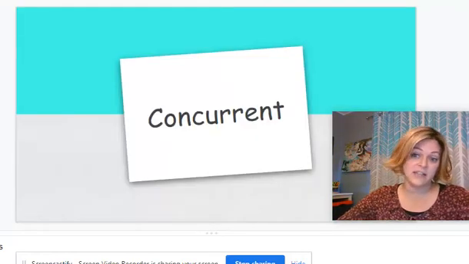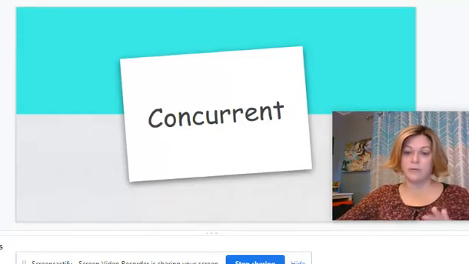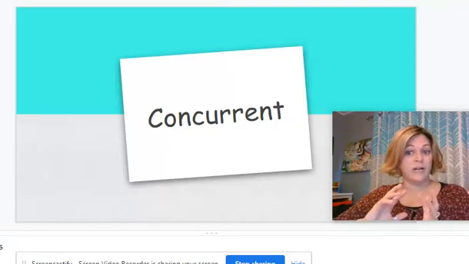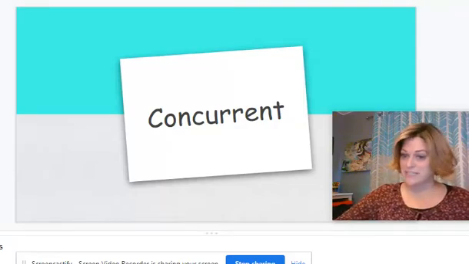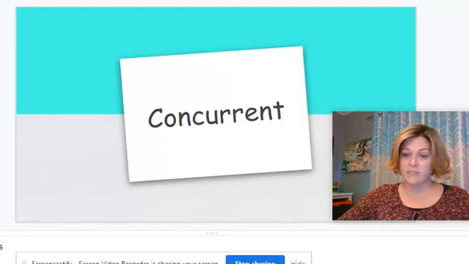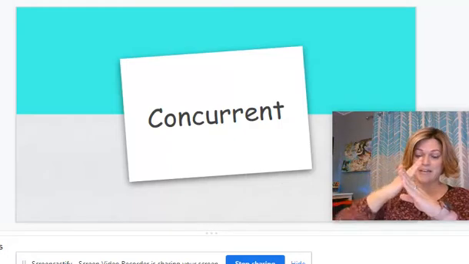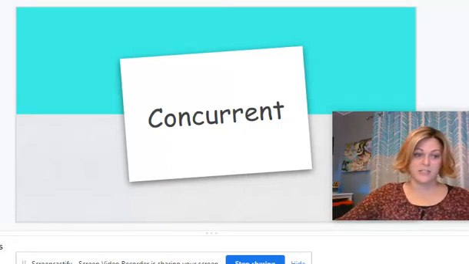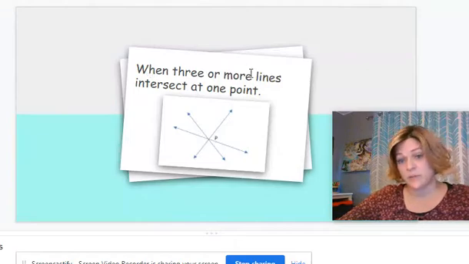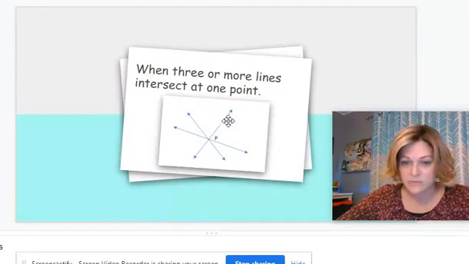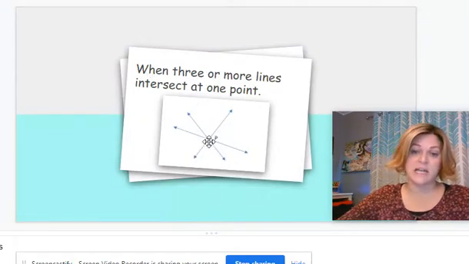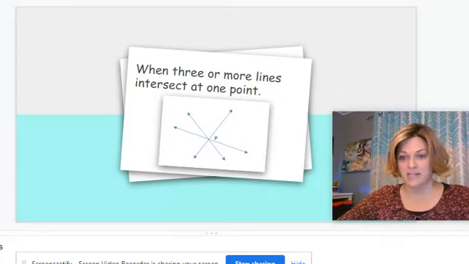Concurrent. Now this sounds a lot like congruent. Congruent means, or is similar to the word, equal. Concurrent is totally different. So be really careful in the spelling and the saying of that word. Concurrent means that you have three or more lines coming together in one spot. So if I look at this picture, it says when three or more lines intersect, these three lines are concurrent because they all intersect at the same spot.